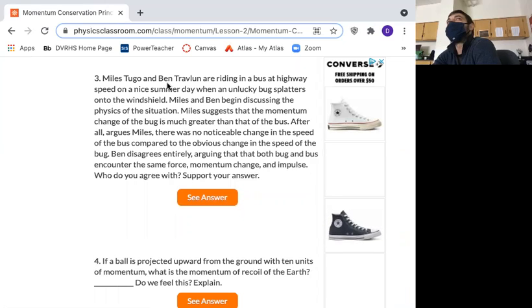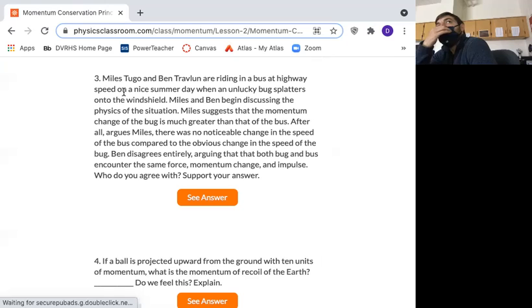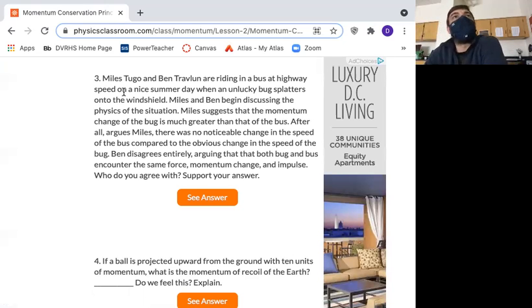Miles to go and Ben traveling are riding in a bus at highway speed on a nice summer day when an unlucky bug splatters onto the windshield. Miles and Ben begin discussing the physics of the situation, and Miles suggests that the momentum change of the bug is much greater than that of the bus. After all, argues Miles, there was no noticeable change in the speed of the bus compared to the obvious change in the speed of the bug. But Ben disagrees entirely, arguing that both the bug and the bus encounter the same force, momentum change, and impulse.